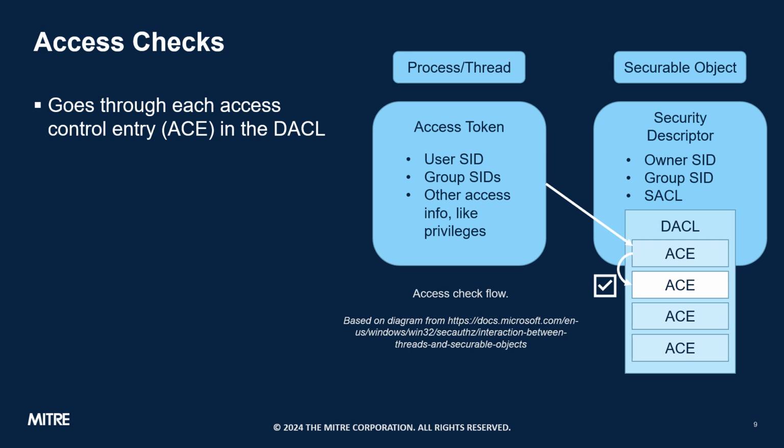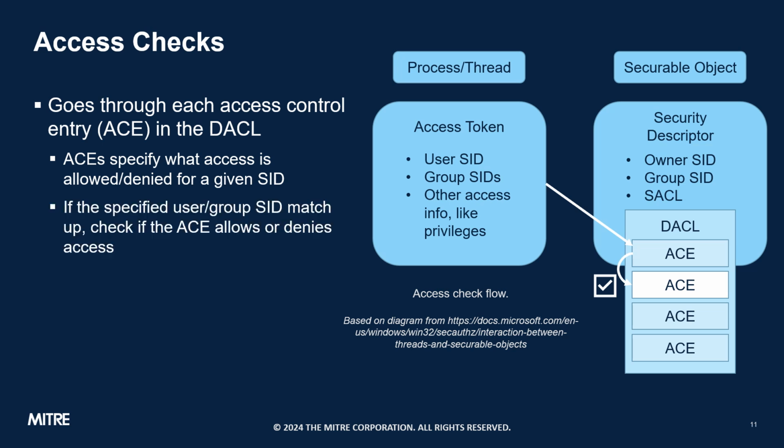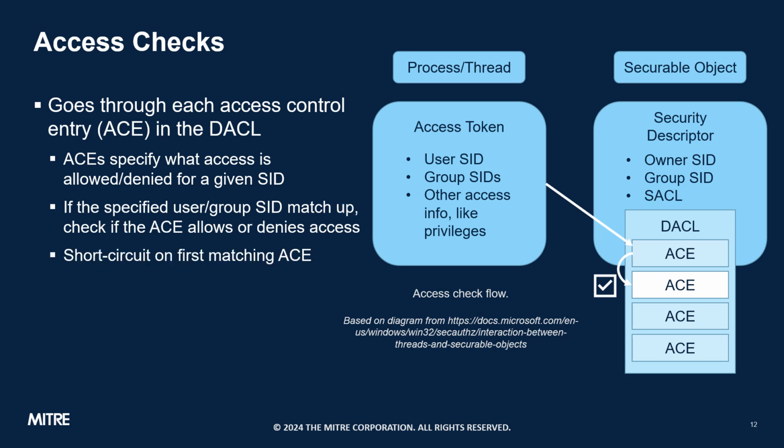Windows performs this verification by going through each access control entry in the DACL. Each entry specifies what access is allowed or denied for a given SID. If the specified user or group SID matches the SID requesting access, Windows checks if the access control entry is for allowing or denying access. Once a matching entry is found, the process can terminate early without having to check remaining entries.